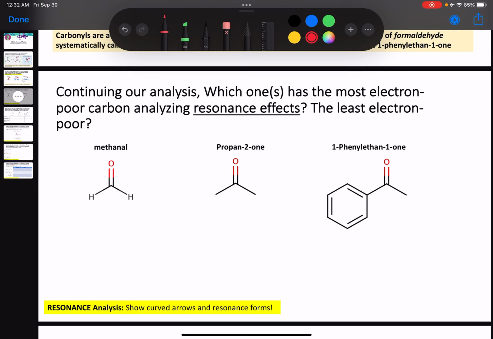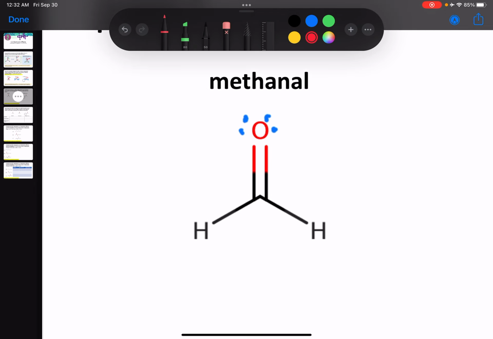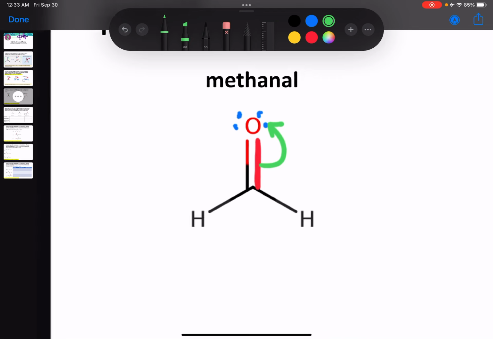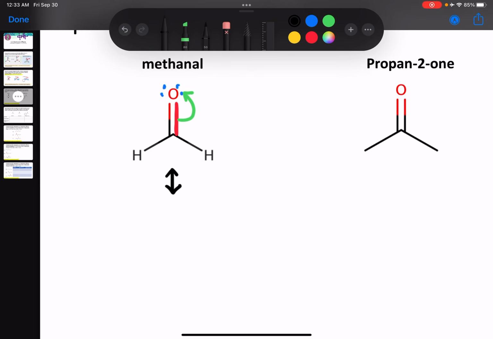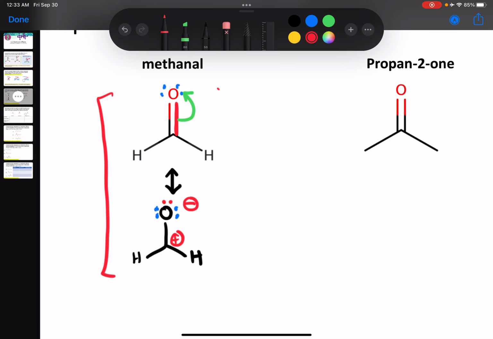Again, let's review our analysis of methanal. We started off with our methanal, or formaldehyde, molecule. We decided to push a pi bond up to oxygen, creating the resonance form, which I'll put below, showing that our carbonyl carbon is positive and our oxygen is negative, at least partially.